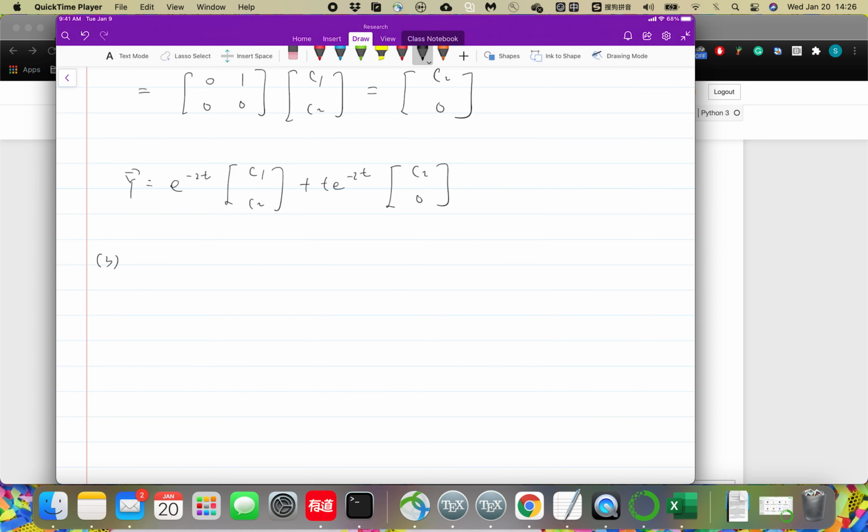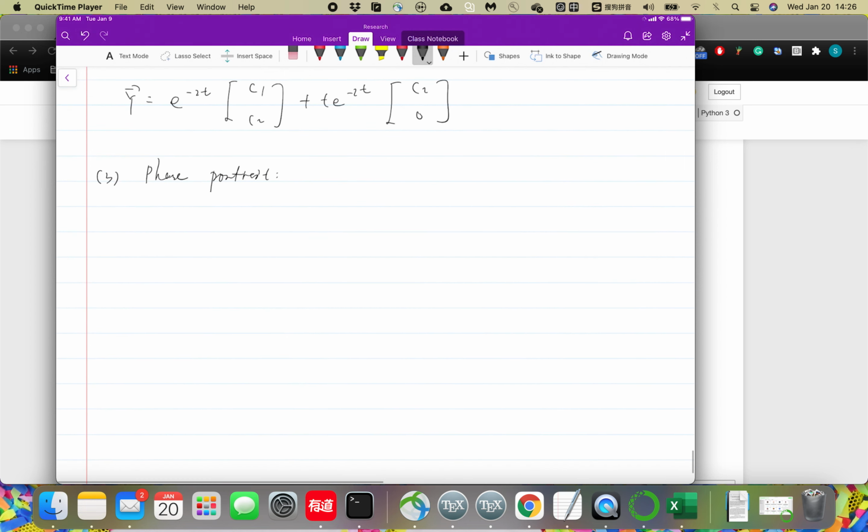Of course, finally, we want to know the phase portrait. So what is a phase portrait? Well, let's take this one as a particular example.